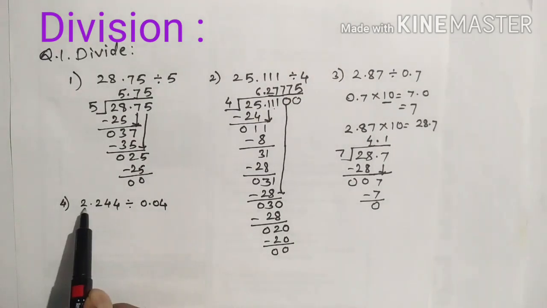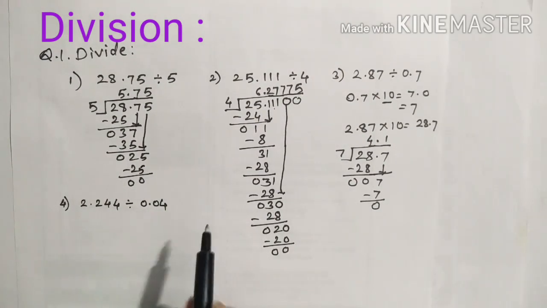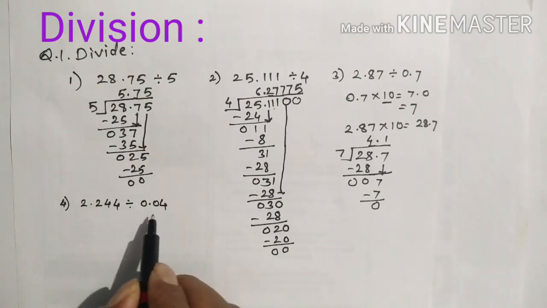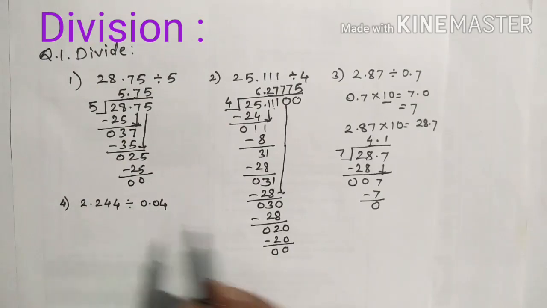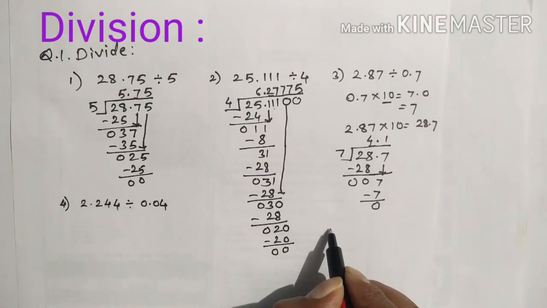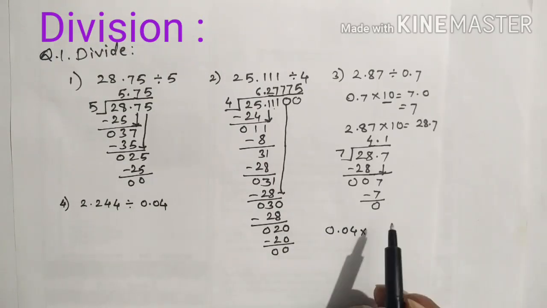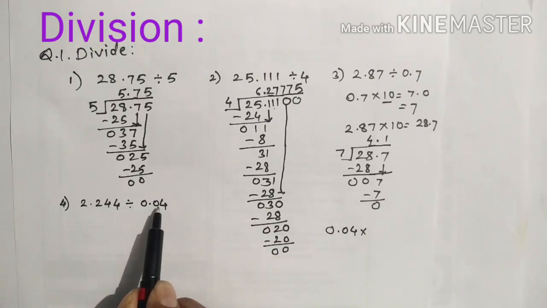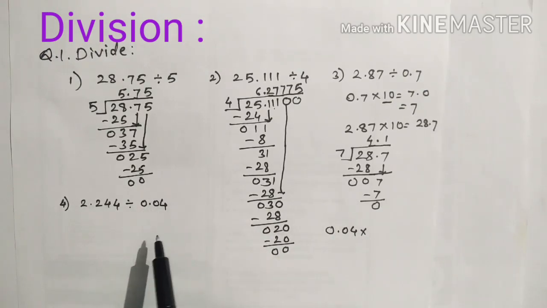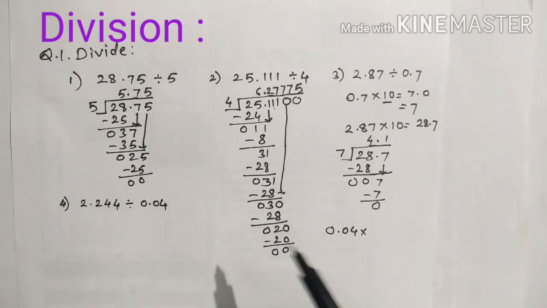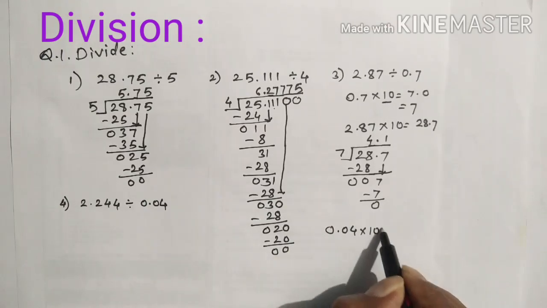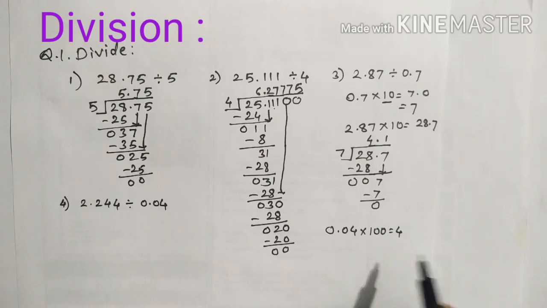Here is the next example, 2.244 divided by 0.04. So which is the divisor? 0.04 is the divisor. In rough work we will consider 0.04 multiplied by which number, to pass the decimal point after two places. Two places means two zeros, and where are two zeros? In the 100. Okay, so it will become 4.